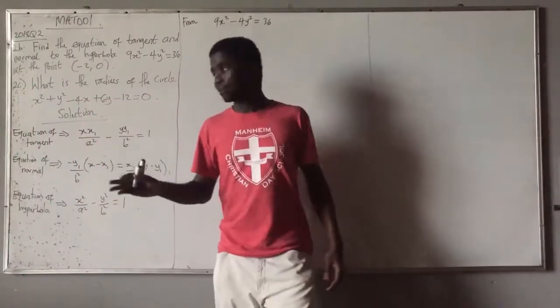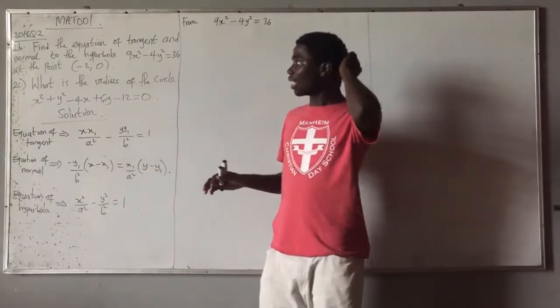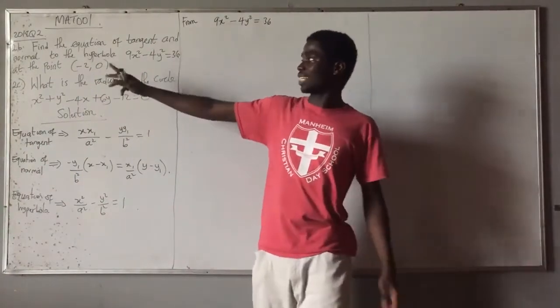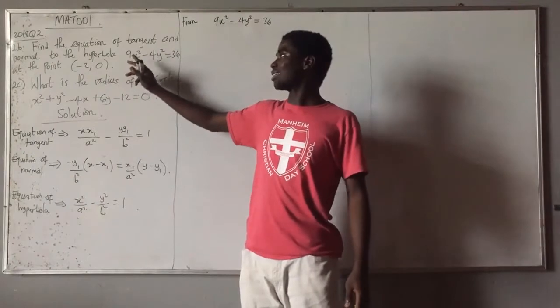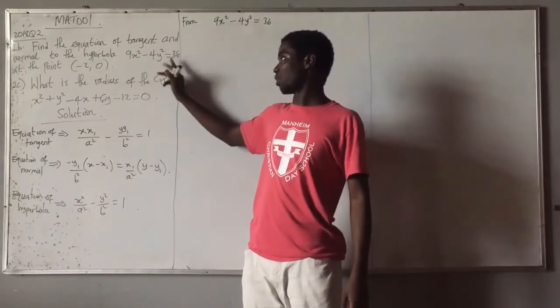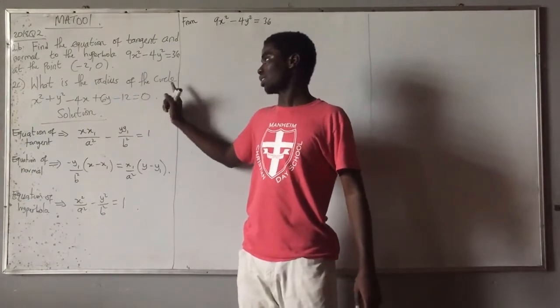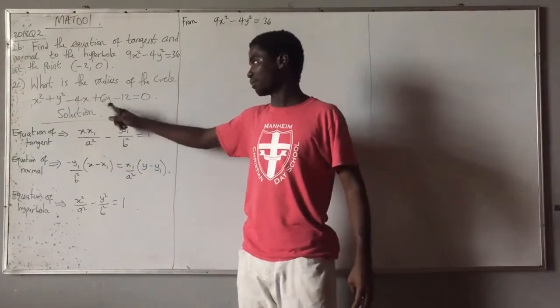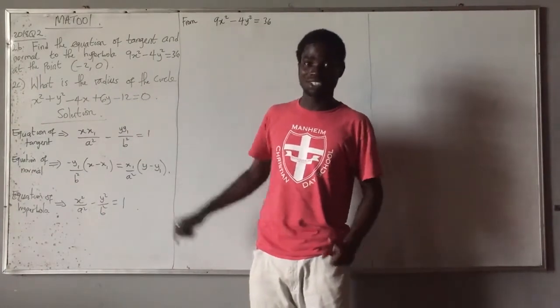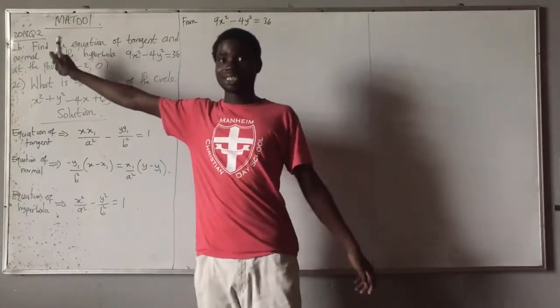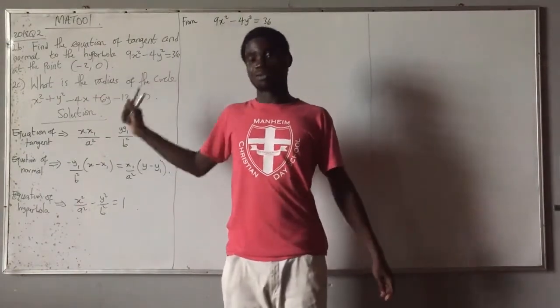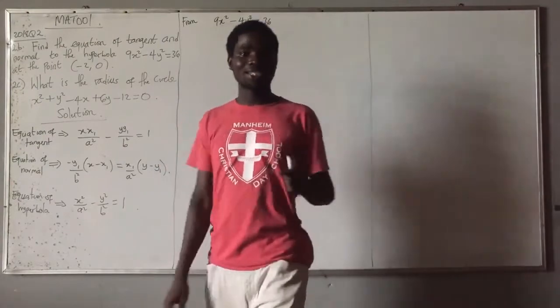Now to round off this question. Find the equation of tangent and normal to the hyperbola 9x squared minus 4y squared equals 36 at the point minus 2, 0. What is the radius of the circle x squared plus y squared minus 4x plus 6y minus 12 equals 0? Now, this is from 2018, question 2.